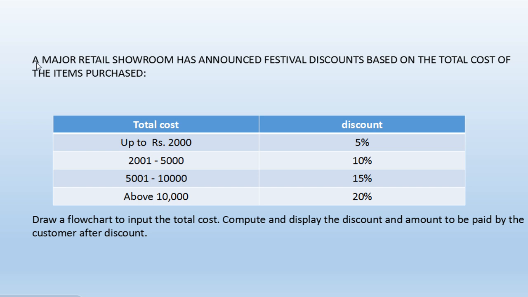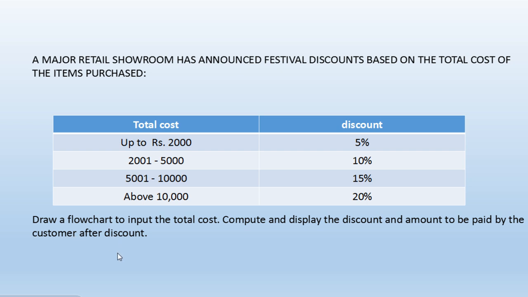Now, a major retail showroom has announced festival discounts based on the total cost of the items purchased. There are two columns, total cost and discount. If your purchase is within this limit, you're getting 5% discount and so on. So you have to draw a flowchart to input total cost, compute and display the discount and the amount to be paid by the customer after discount.